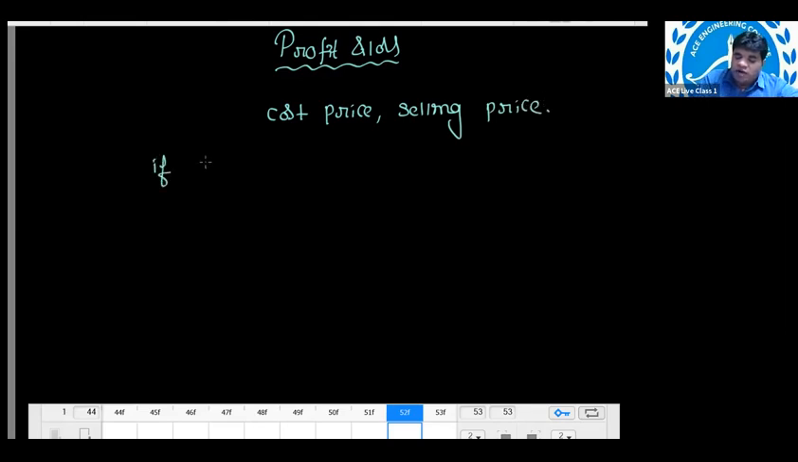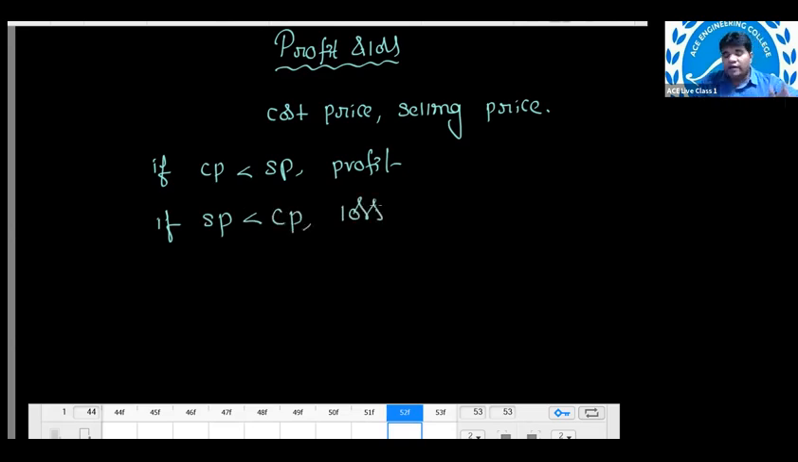If cost price is less than the selling price, we are getting the profit. If selling price is less than the cost price, we are getting the loss.